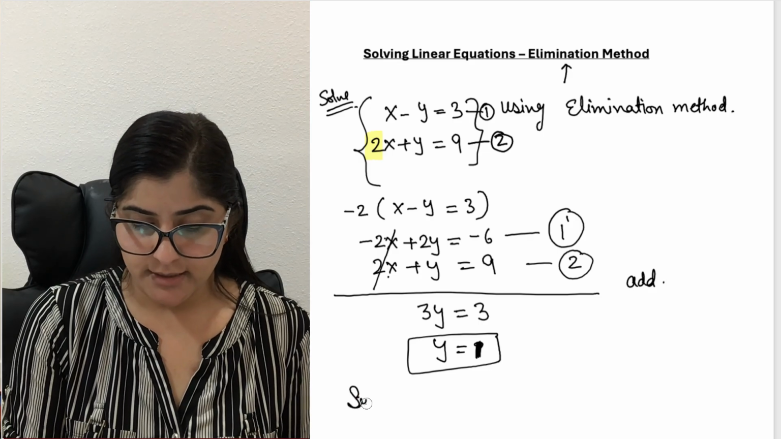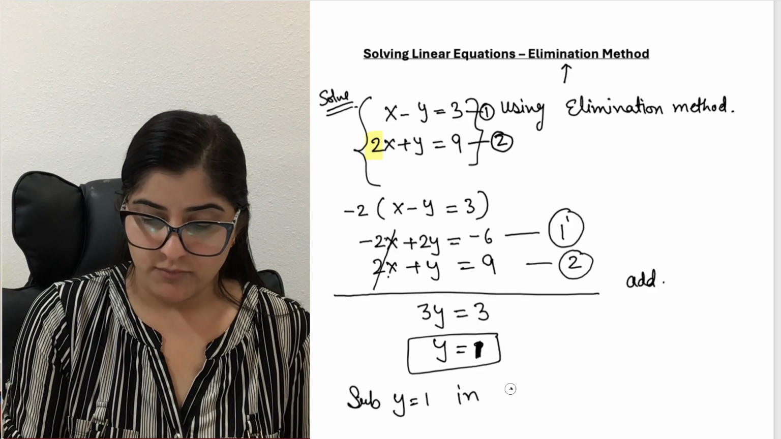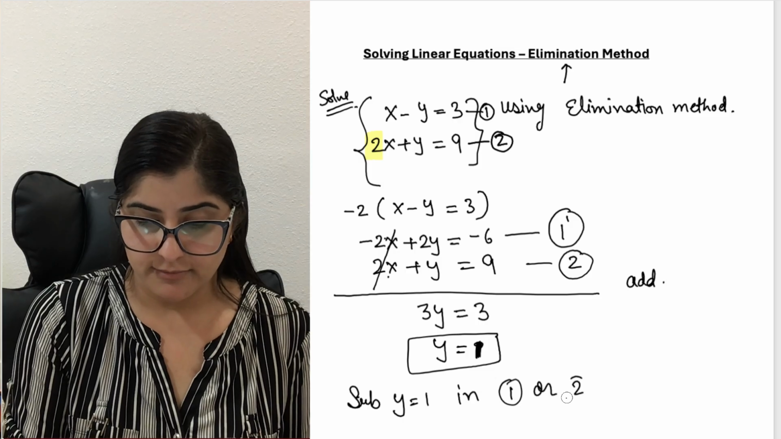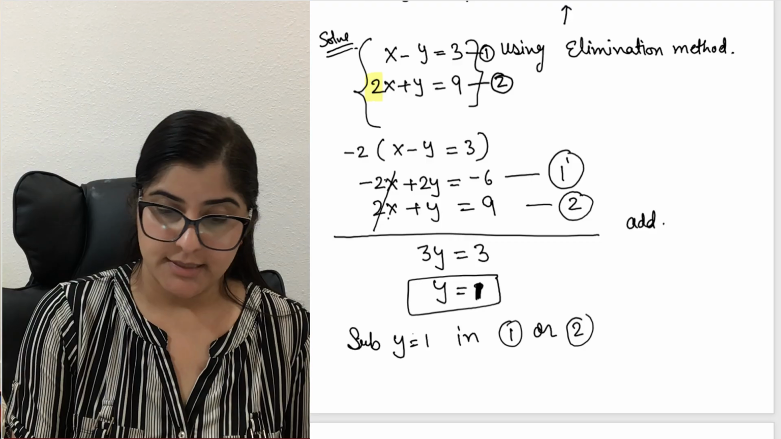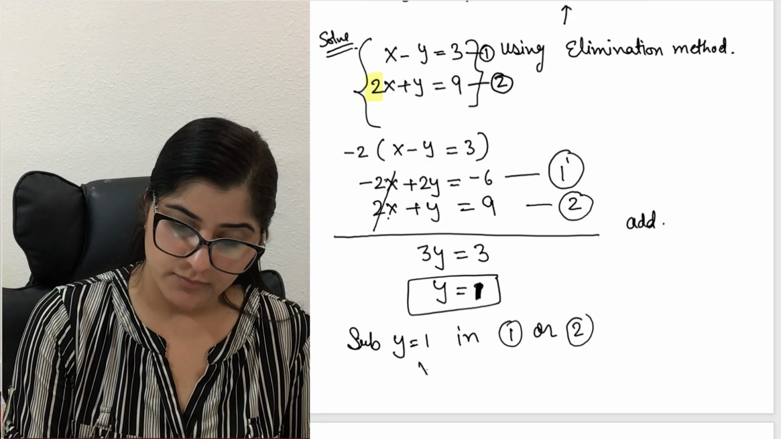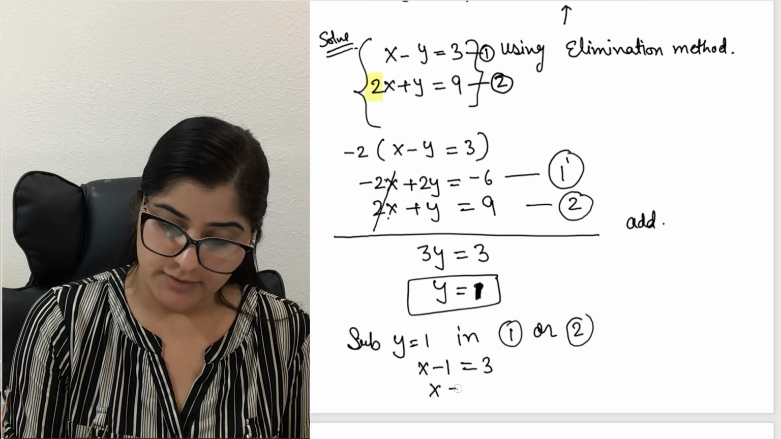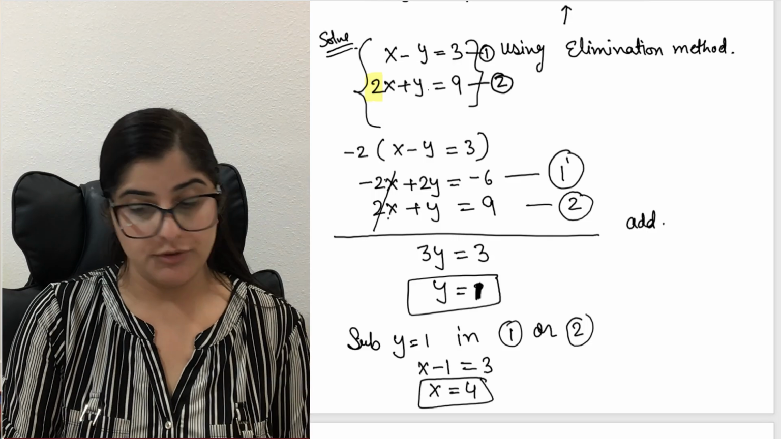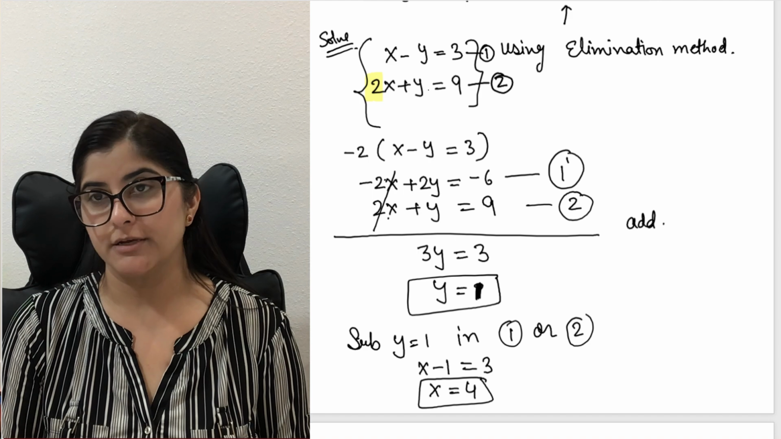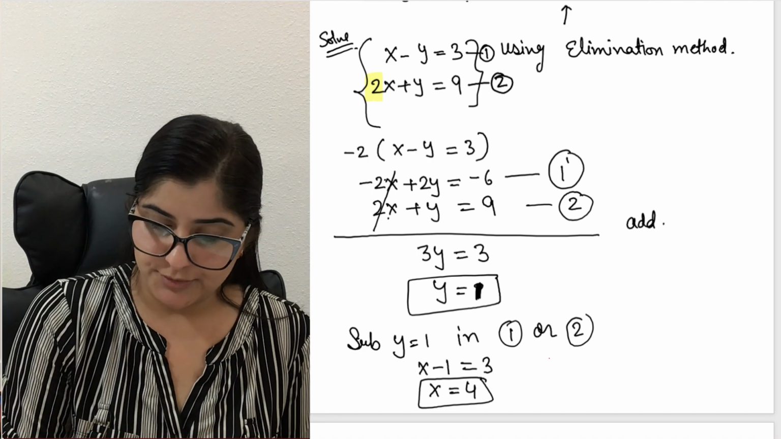Substitute this y in any one of the given two equations, in 1 or 2, and solve it for x. Like this, if I substitute that in 1, we get x minus y is 1, and we solve it for x. You only have to substitute in one of the equations. Both ways we get the same answer. I can show you both ways.